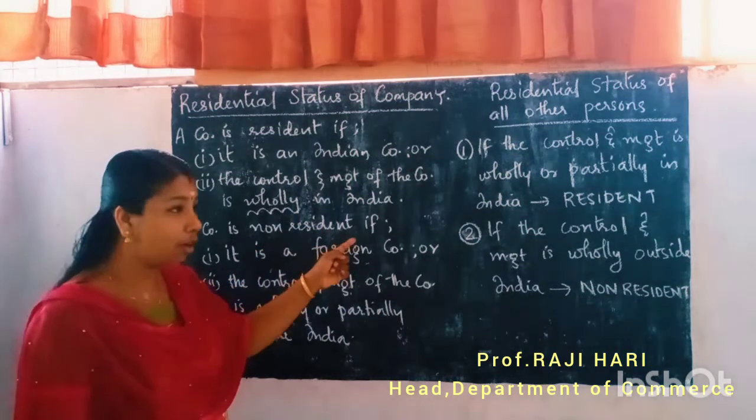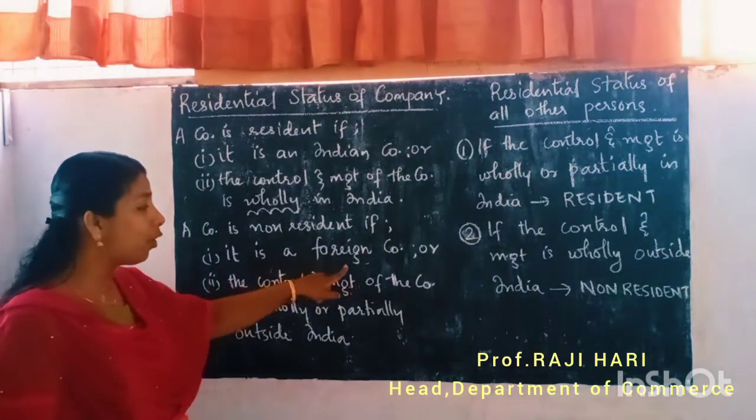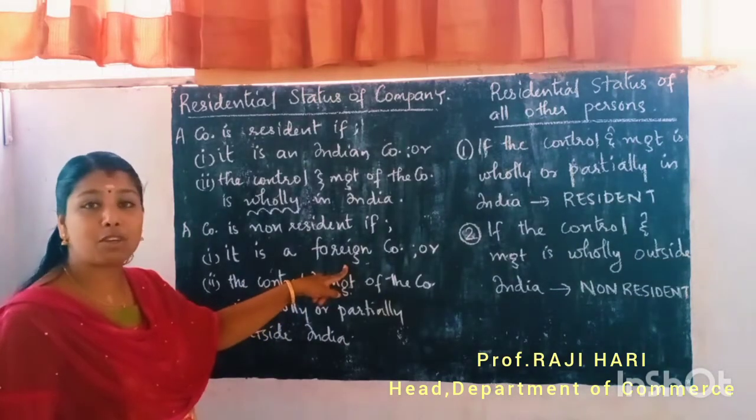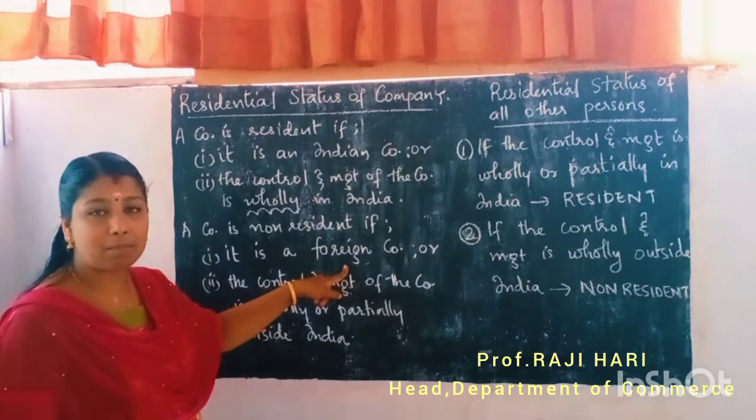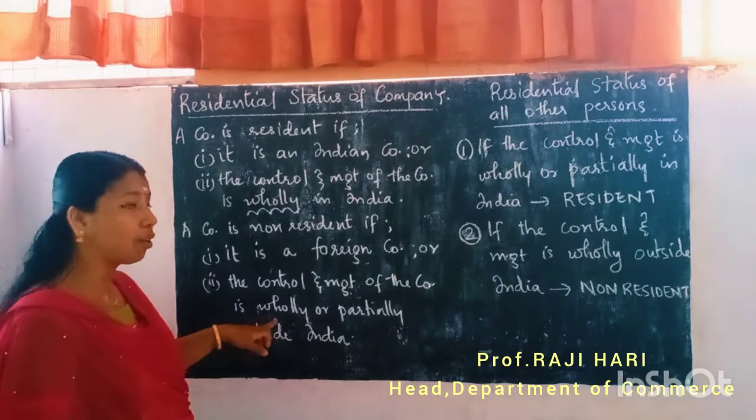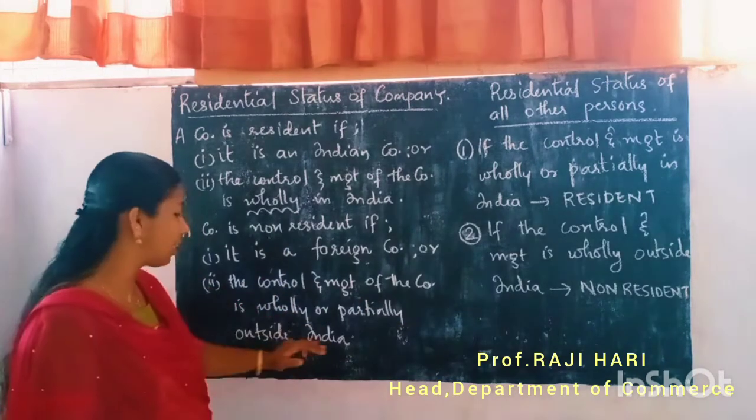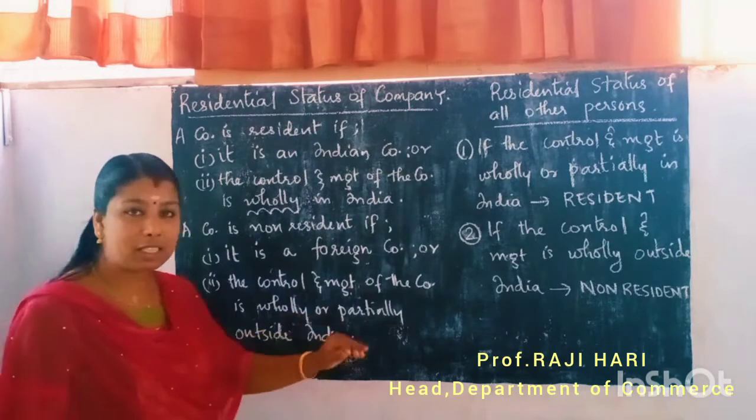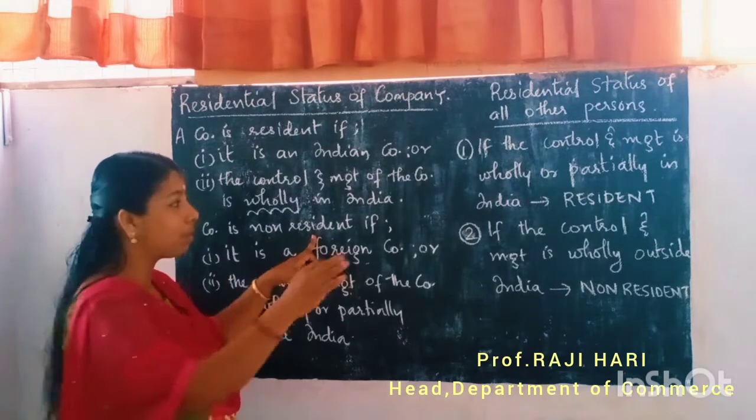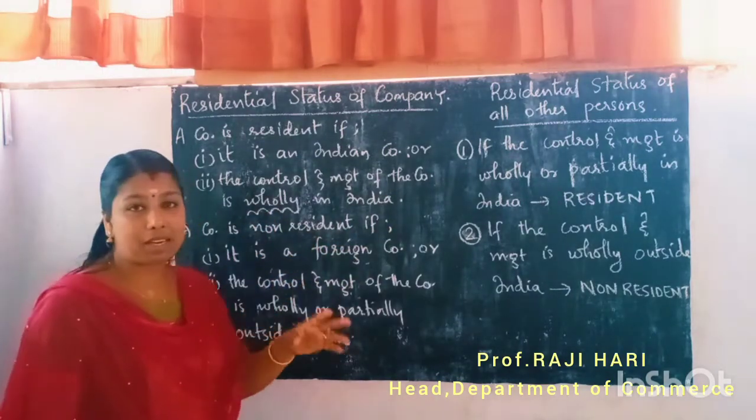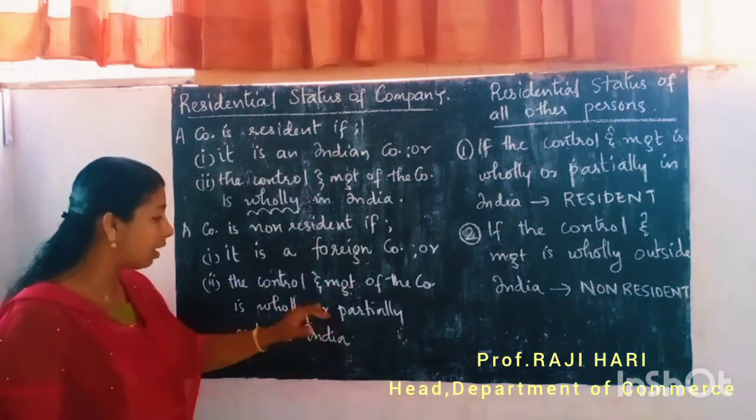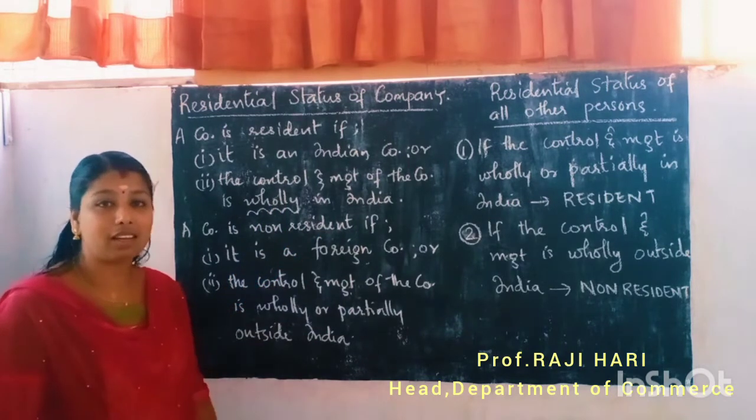A company is non-resident if it is a foreign company. Foreign company means which is not an Indian company, a company which is not formed and registered under the Indian Companies Act, or the management and control of the company is wholly or partially outside India. That means if the company is partially controlled from India, it is non-resident. That is the difference between other persons. To make a company resident in India, the control and management must be wholly from India. If it is partially, it is termed as non-resident company.